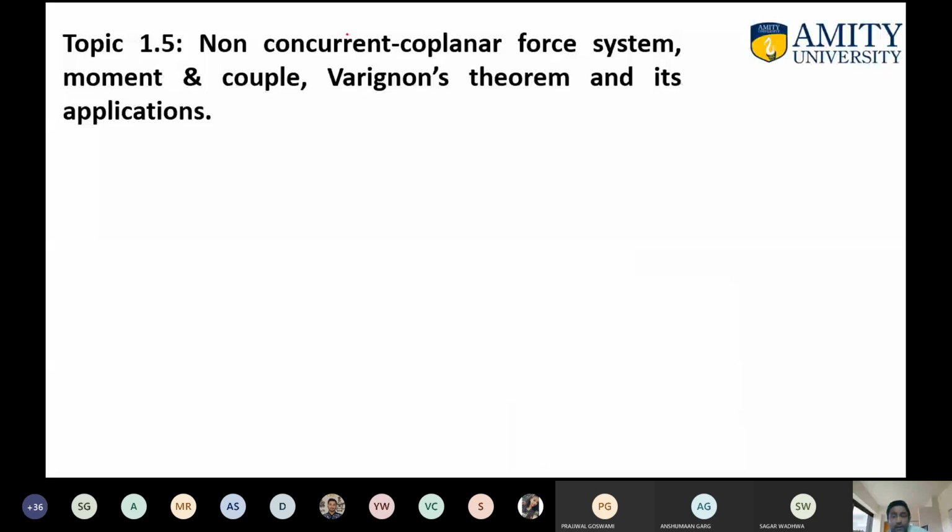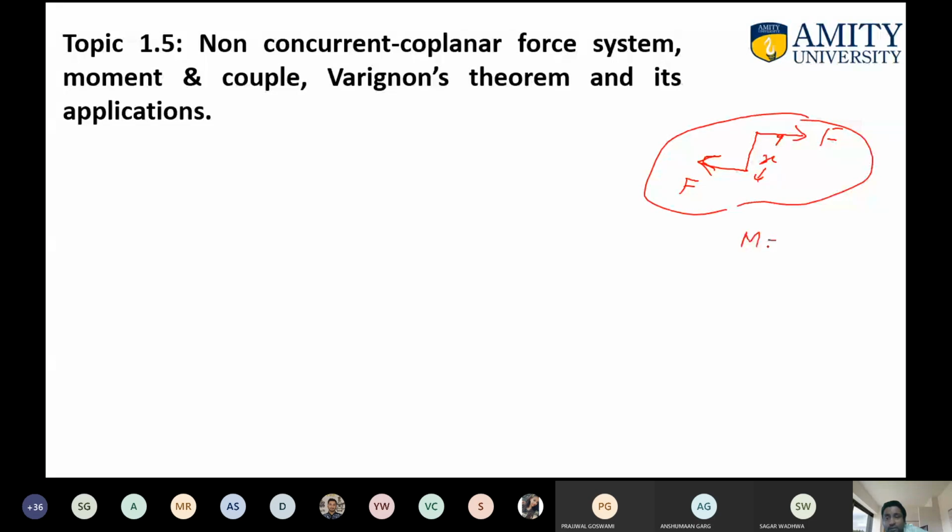A couple is like that. This is one force and this is the second force here. So two equal and opposite forces, this force F and this force is F, and let us say the distance between these two forces is X. So this constitutes a couple, two equal and opposite forces. So moment of this couple will be F into X.